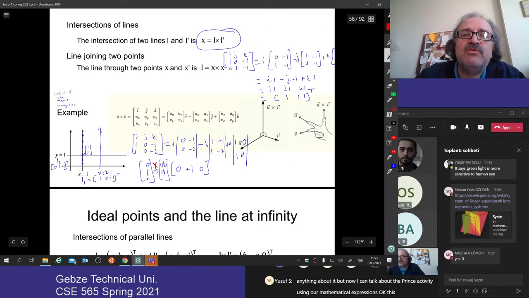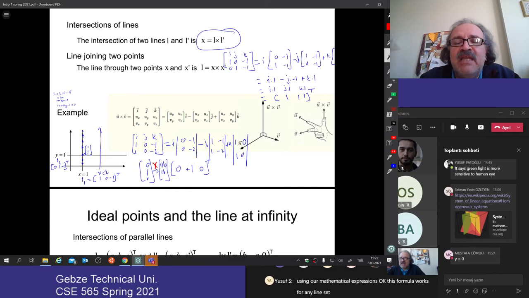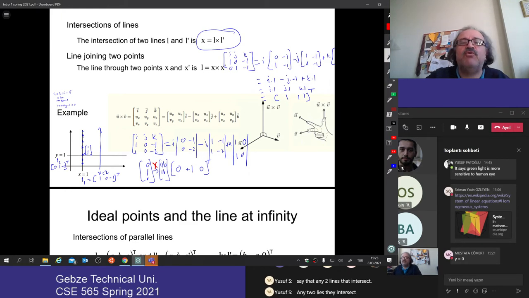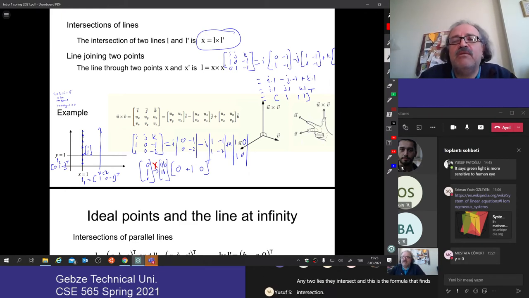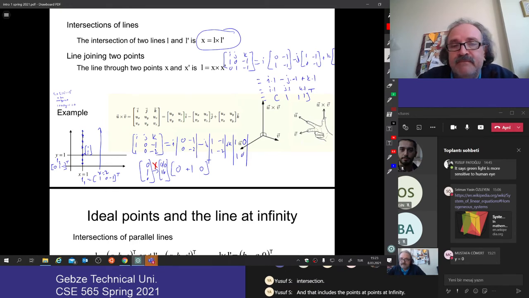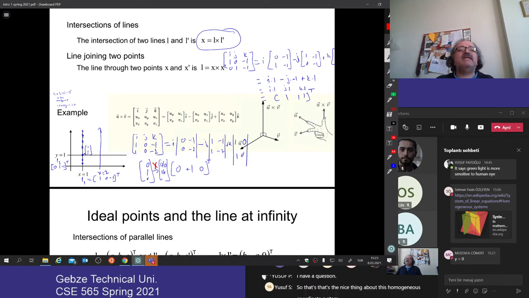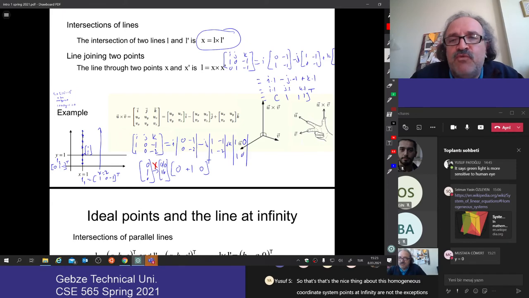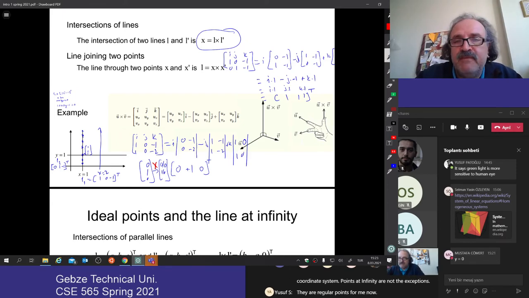This formula works for any two lines, including the parallel lines. Parallelism is not a specific thing anymore for me. I say that any two lines, they intersect. Any two lines, they intersect. And this is the formula that finds the intersection, and that includes the points at infinity. Good. So that's the nice thing about this homogeneous coordinate system. Points at infinity are not exceptions. They are regular points for me now. And that will be very, very useful.